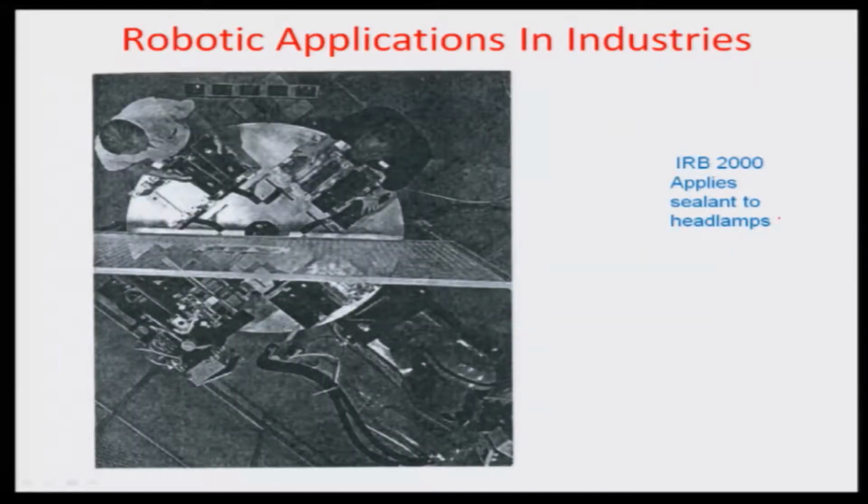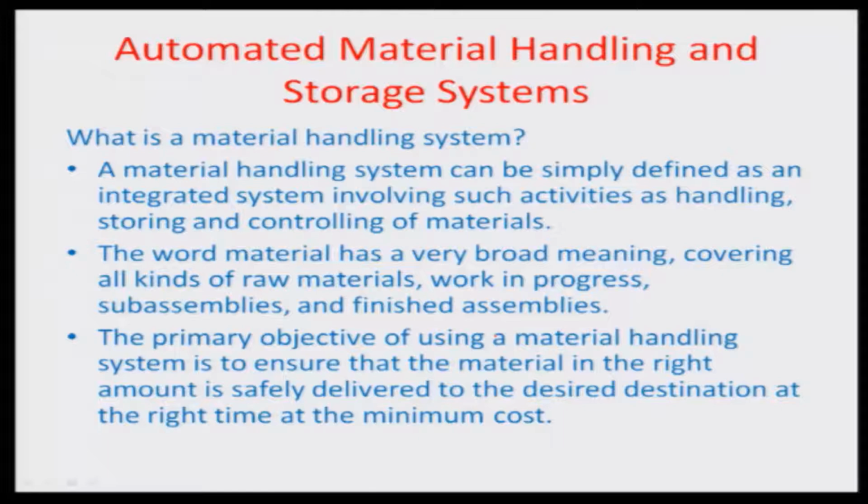This is one where IRB 2000 shows sealant application in headlamps. Particularly, the headlamps need to be rainproof, so there is a requirement of putting sealant between the inner and outer covers of the headlamps. Here the same is being done on a robotics line. It's in fact a top view that is being shown here. This right here is probably the sealant application robot doing its job. So that's more or less everything that we had on robotics applications.